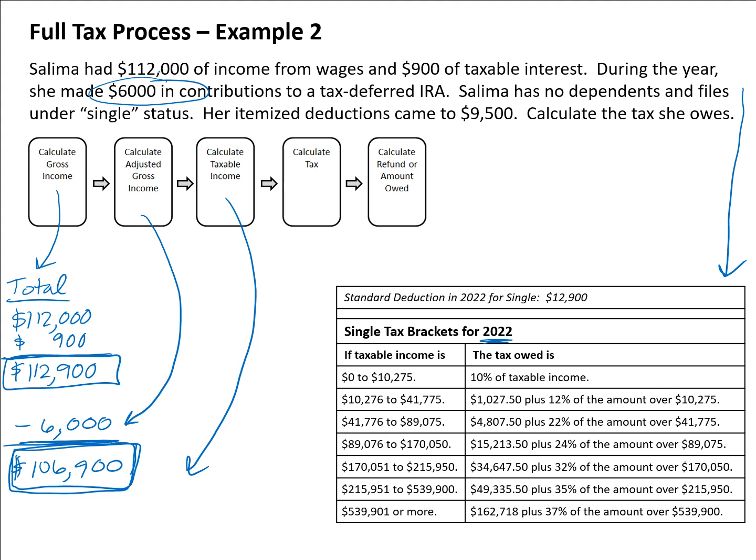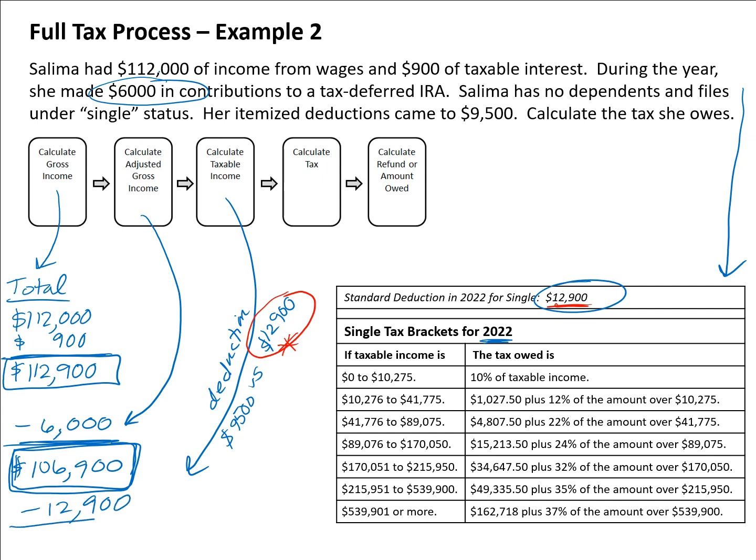Next, we're going to look at taking out the deductions. And again, you're going to compare her standard deduction and her itemized deduction. Her itemized deduction was $9,500. The standard deduction here is $12,900. We always want to take the one that's better, that will reduce her tax burden more. So she would like to reduce her income by as much as possible before tax gets created. So that turns out to be the standard deduction in this case. Standard deduction is more than her itemized deduction. So for her, it's beneficial to subtract the standard deduction.